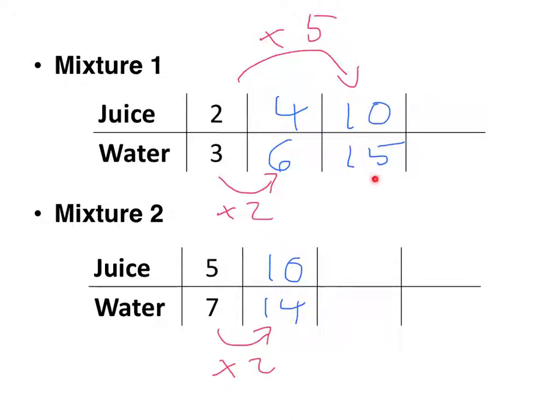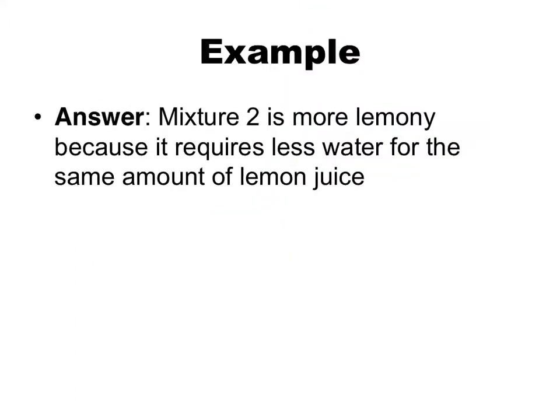So now let's compare these ratios right here. Notice that they have the same amount of juice, but notice that this has less water. So we're going to water things down less here in mixture 2 than in mixture 1. So that means that mixture 2 is going to be more lemony. There's our answer. Mixture 2 is going to be more lemony because it requires less water for the same amount of juice. So there's a simple example of how we can use ratio tables to compare some different mixtures.